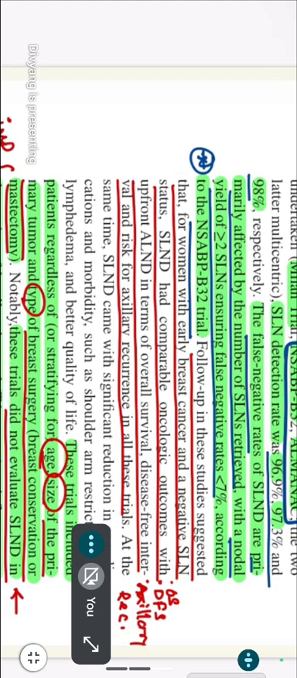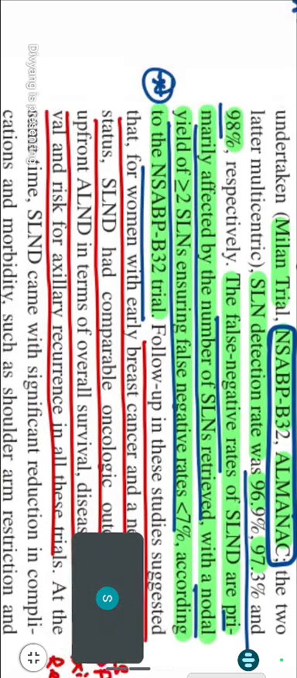So the breast cancer is early, meaning it is T1 or T2 ideally. SLND is the standard procedure of choice. How did this come about? It came from three trials: Milan, NSABP B-32 and ALMANAC trial.